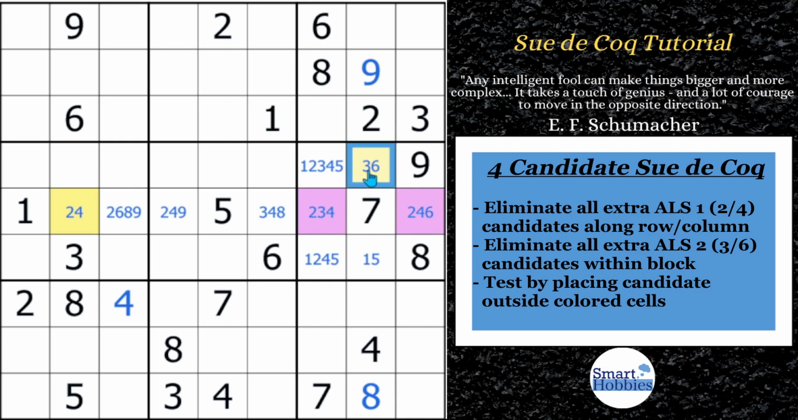What we know is that one of the 3 and 6 has to be in this cell. Well, the other one would have to be here. In order to fill all 4 cells, you have to have one of the 2, 4 here and one in the purple. You have to have one of 3 and 6 here and one in the purple. And I'm about to show you why it has to abide by those rules.